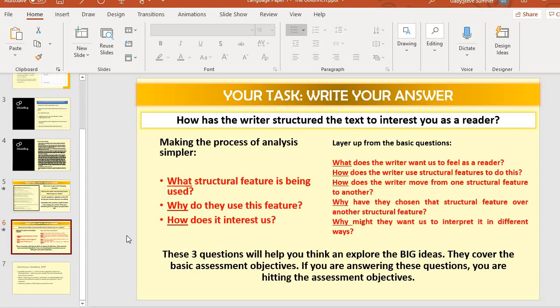And then just some final reminders about this process of analysis. So here are some basic questions and some ideas. Okay, think about what, how, and why. Why have they chosen this structural feature over another structural feature? Why the regular use of rhetorical questions in this one as opposed to a series of statements? Why have they chosen to bounce between short paragraphs and a much longer paragraph? Think about these things the whole time and develop your writing for question 3 around that.